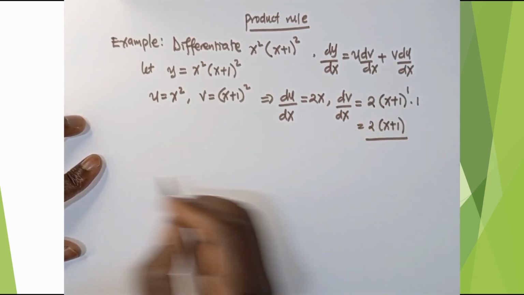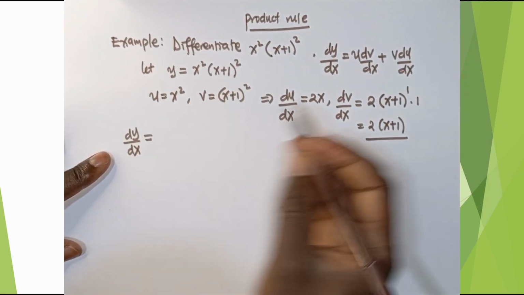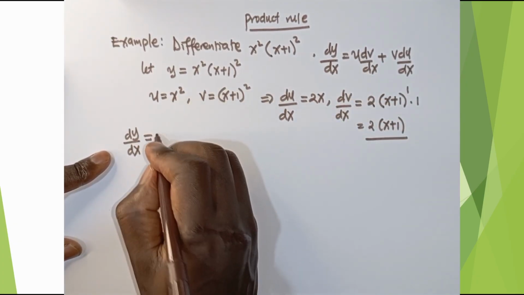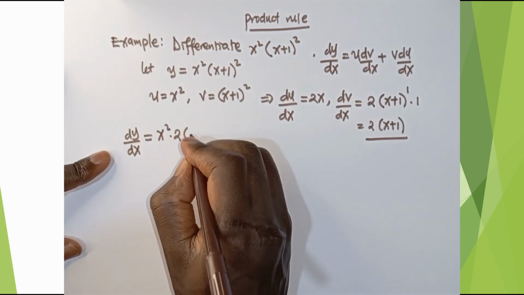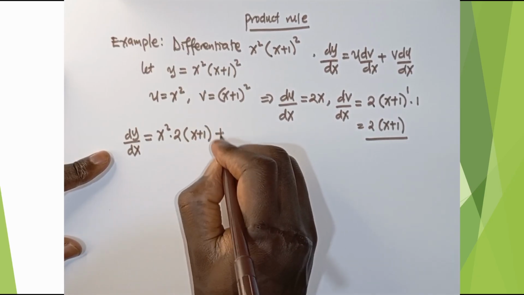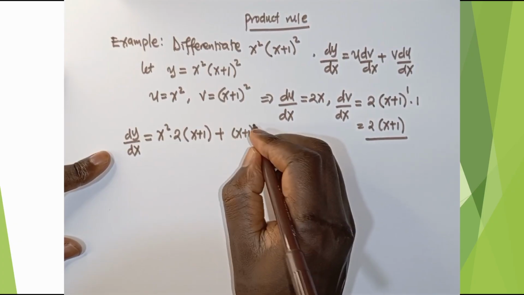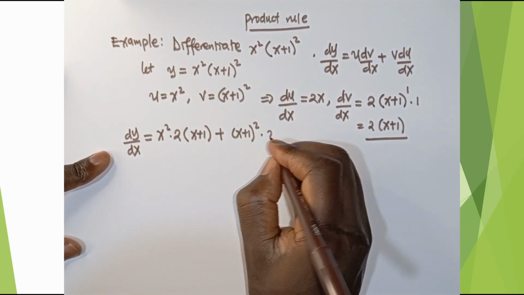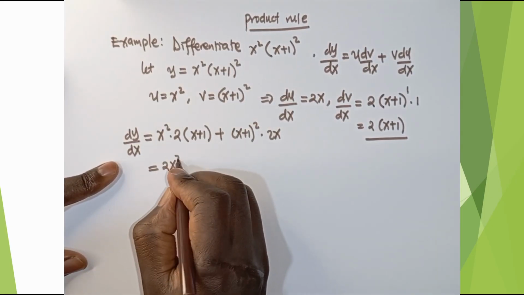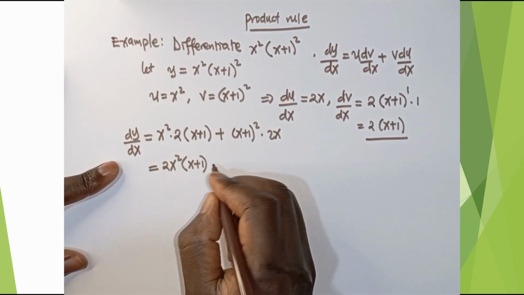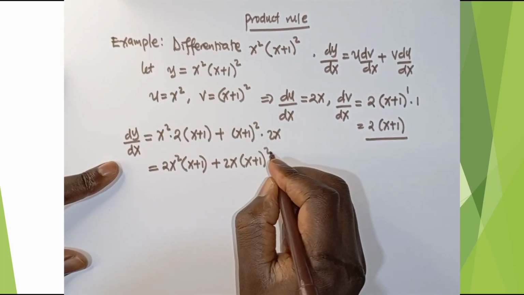Now we substitute in our dy by dx. So dy by dx gives us u is x squared, dv dx is this times 2 into x plus 1 plus our v. v is x plus 1 squared, du is 2x. So we have 2x squared x plus 1 plus 2x x plus 1 everything squared.